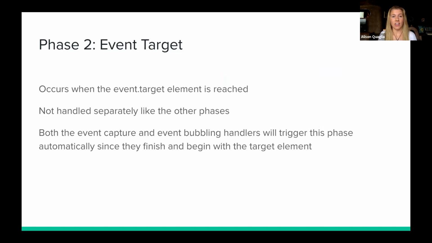Then that second phase, event target. So this occurs when that event target element is reached. So for example, that button. It's not handled separately like the other phases because both the capture and bubbling phases will trigger that phase automatically, since they finish and begin with that target element.